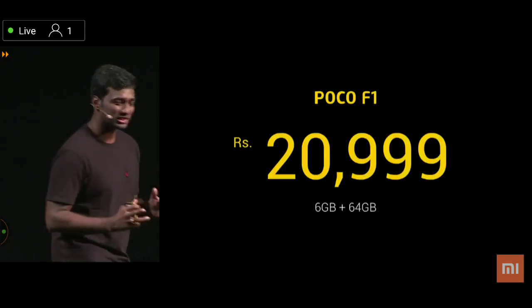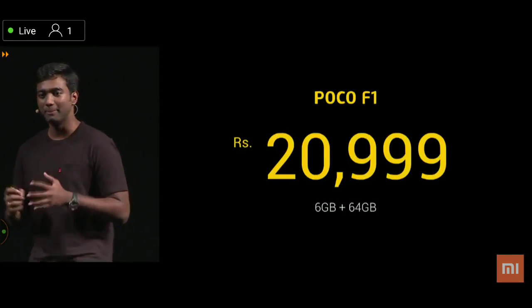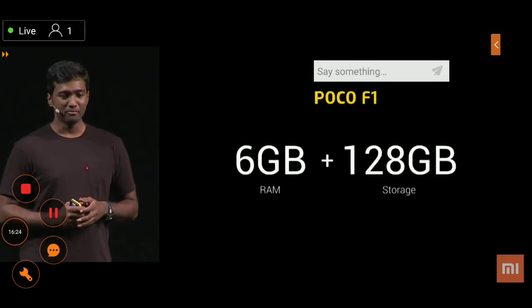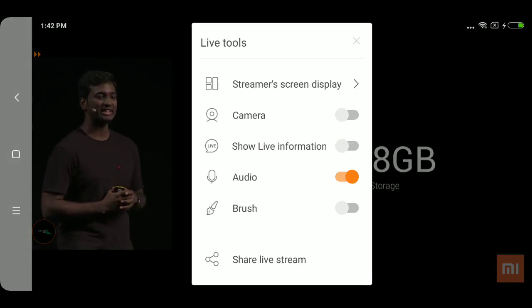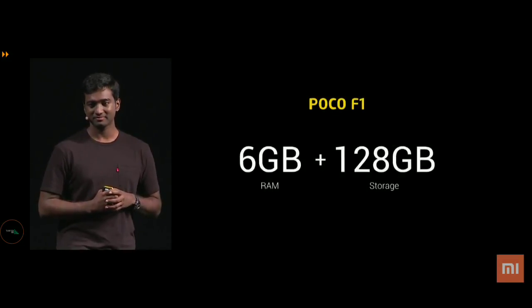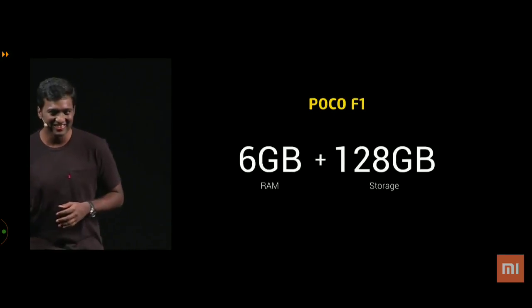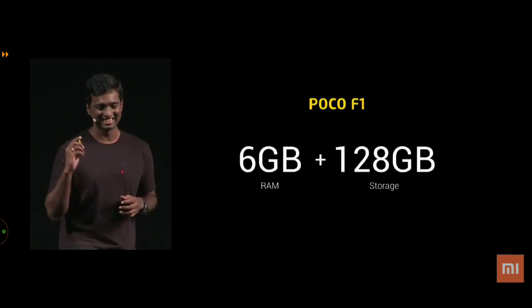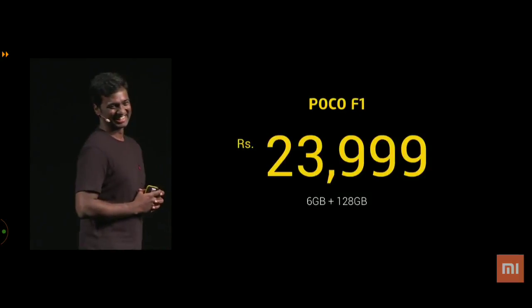But that's not all, folks. We have more. For those who want a bit more, we actually have a little bit more. POCO F1 also comes with the 6 GB RAM and 128 GB variant as well. And this is priced at, okay, let's hear it. 23,999.